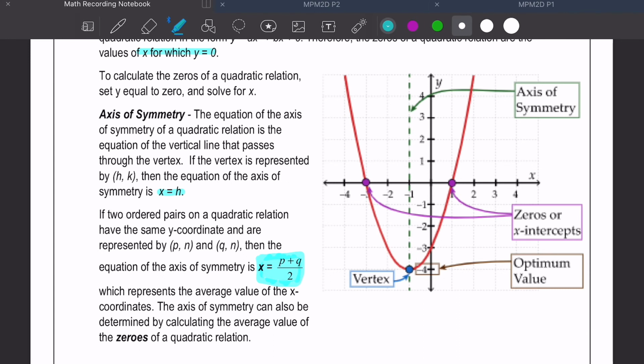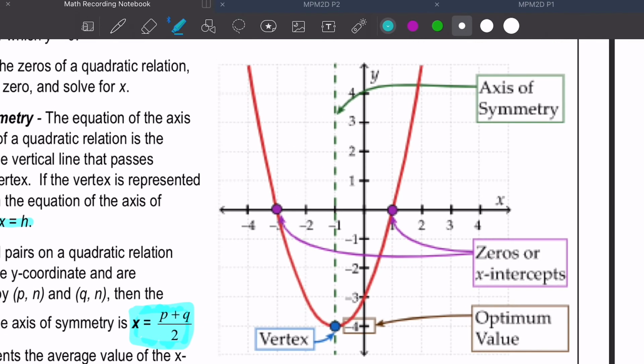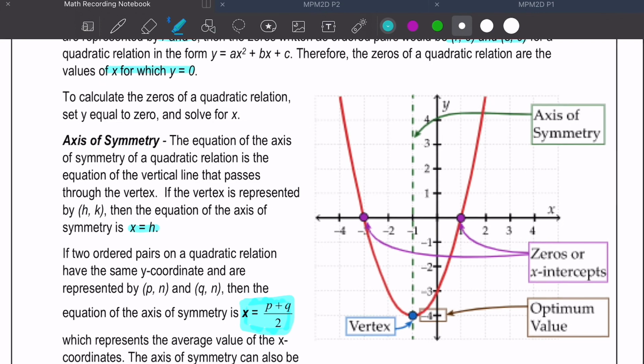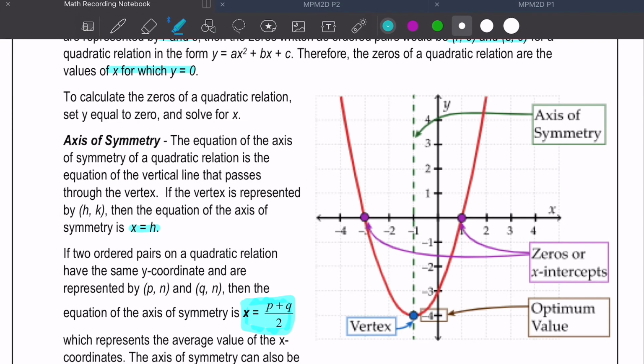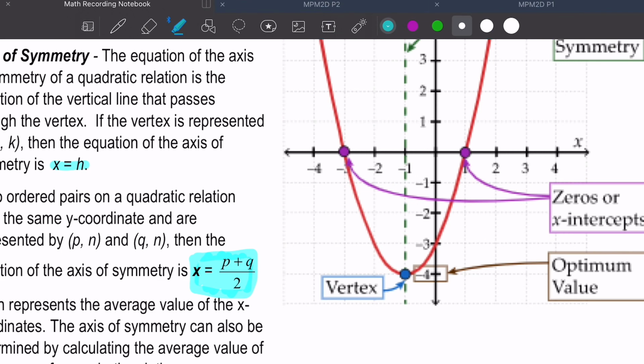So let's start labeling this graph. Right here we have a quadratic. It's pointing to different parts of what we need to know. So let's start by looking at the vertex. The vertex is down here. Our vertex is represented by the x value, which is -1, and the y value, which is -4. So that is our vertex.